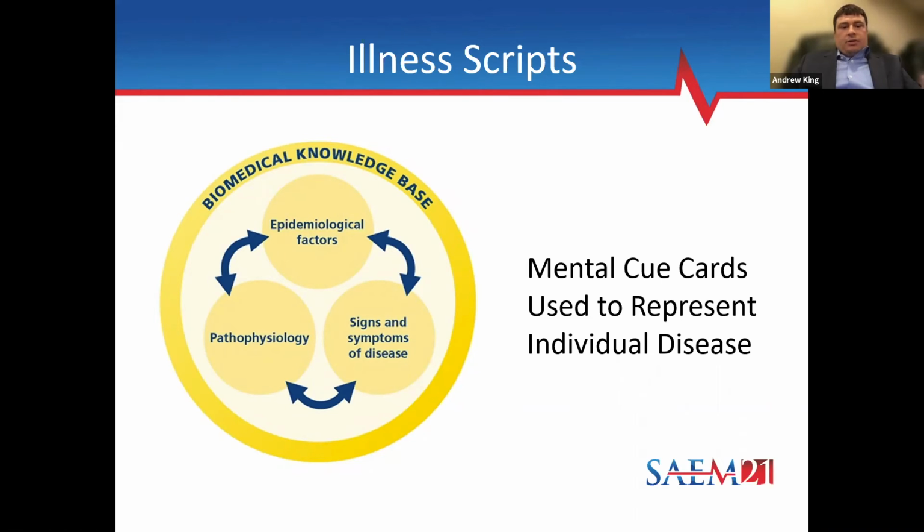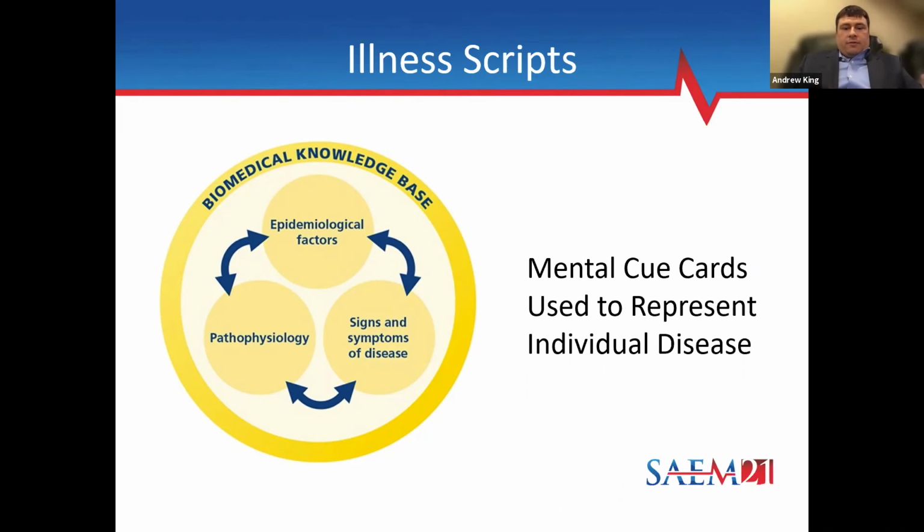Illness scripting is like mental cue cards that are used to represent specific disease presentations that our learners see in the emergency department. Each illness script is composed of three specific factors: the epidemiological factors, the signs and symptoms of disease, and the pathophysiology of that specific disease process.